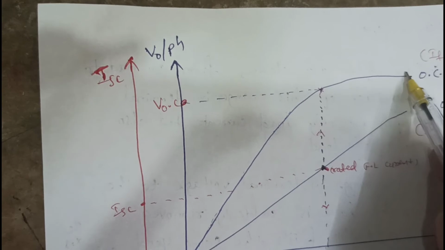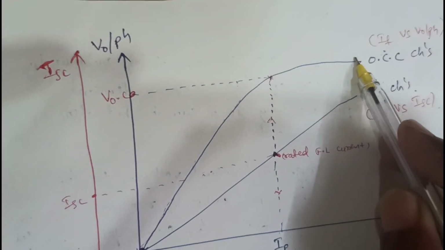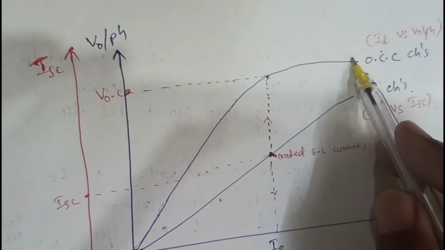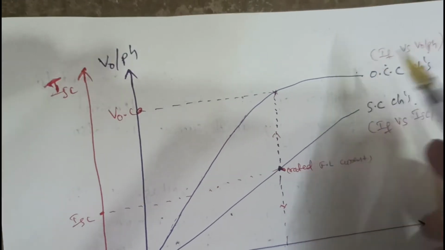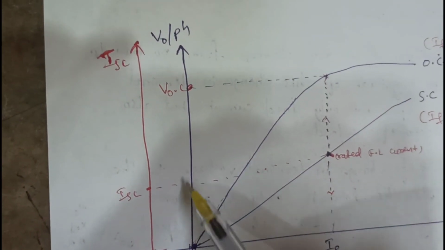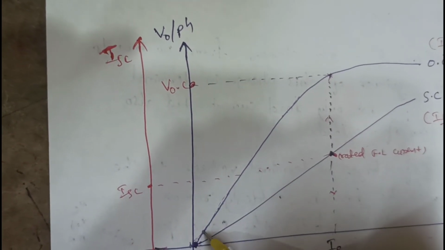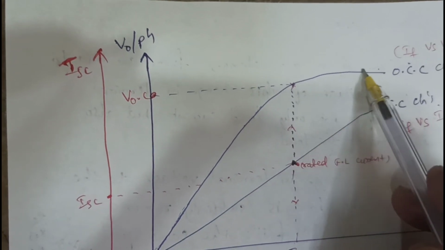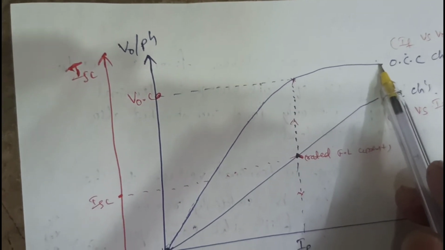Open circuit means the stator winding is simply open circuited, the R, Y, B phases are open circuited. Between the R and Y phases we connect one voltmeter. As the field current value increases, the voltage also increases. From those values, we simply draw one curve. So this is the OCC characteristics curve.